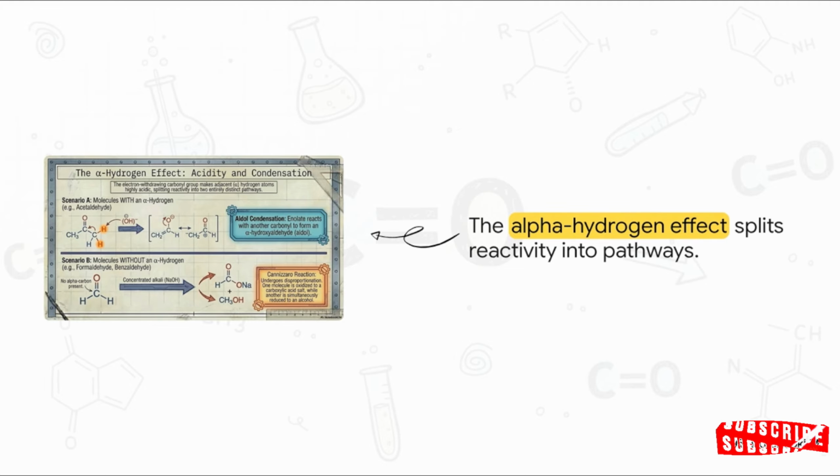And listen, an enormous pitfall for students is simply forgetting to check for adjacent hydrogens. If a molecule has adjacent alpha hydrogens, like acetaldehyde, the electron-withdrawing core makes those hydrogens highly acidic, leading straight to aldol condensation, where molecules link together. But if it lacks alpha hydrogens entirely, like formaldehyde, it is forced into the Cannizzaro reaction. In this disproportionation event, one molecule gets oxidized to a salt, while its partner gets reduced to an alcohol.